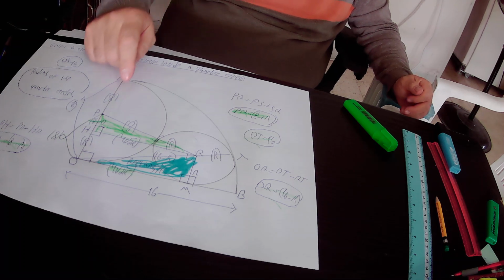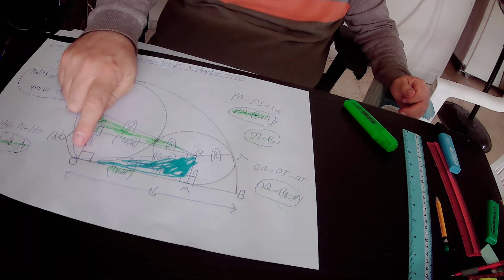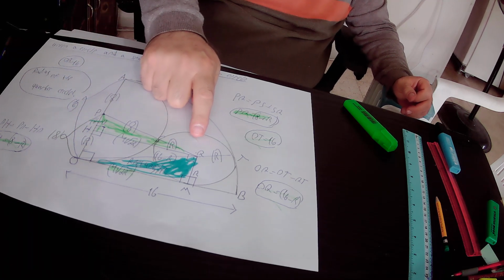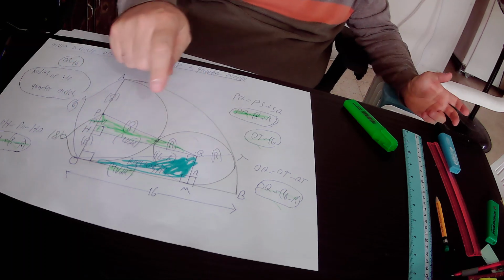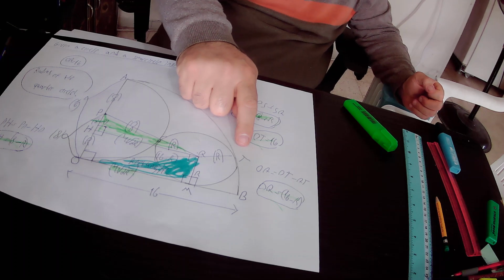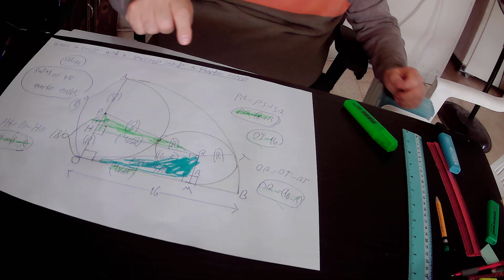The center of the big quarter circle is O. The center of this small circle is Q. The straight line that connects the centers together is the straight line OQ. And according to rule 9, the straight line OQ must pass through point T, that is the touching point. Or OQT is one straight line.